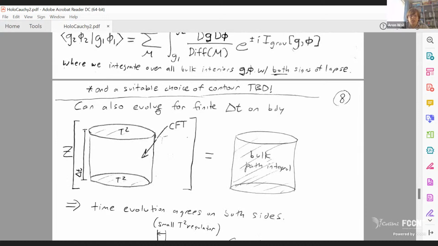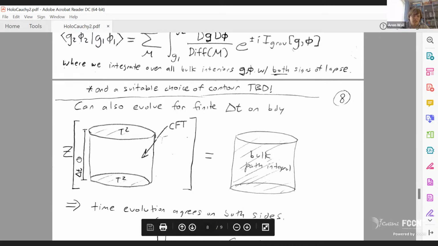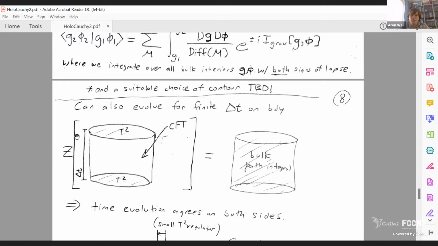which is you can also choose to evolve for a finite time on the boundary. Where evolving for a finite time on the boundary CFT should be like a global symmetry from the perspective of the AdS quantum gravity. So you can do this. You can take a partition function that evolves for a finite amount of time. The way you do it is you just take this t-squared deformed Cauchy slice path integral. You take two of them and put them at the top and bottom of a cylinder to be the initial and final states.